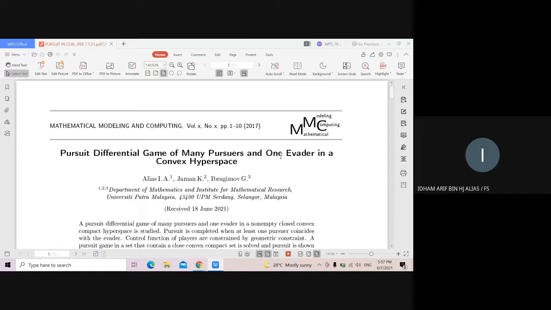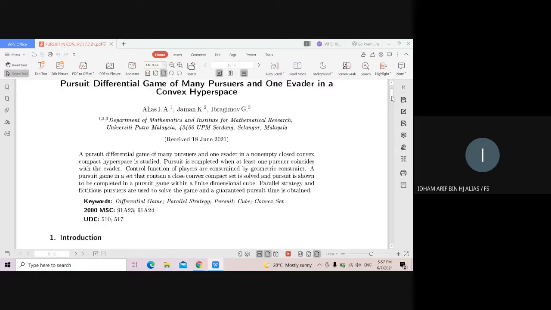Okay, this research is about a study of pursuit diffusion game that happened in convex hyperspace between many pursuers against one evader. The motivation of this project is to improve guaranteed pursuit time in a project in 2015. So in order to do that, we introduce a new way of applying parallel strategy for the pursuers to capture the evader, and also we use the concept of fictitious pursuers.